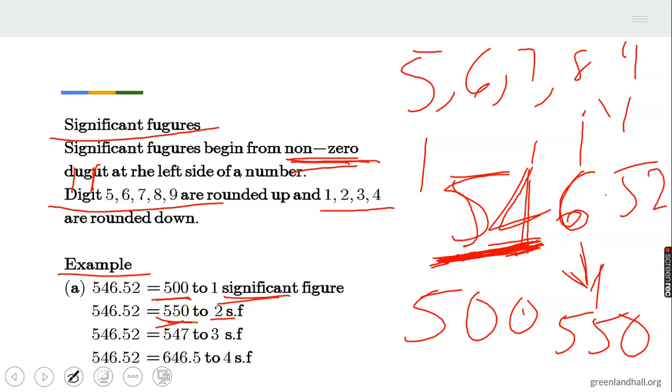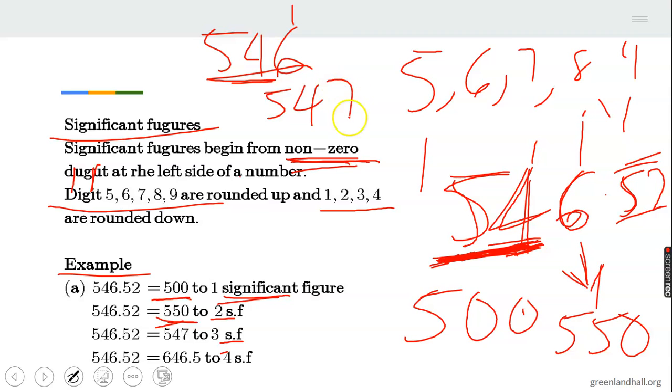Now, to three significant figures, you can see I've shortened it to SF. Now, you count the first three numbers, 5, 4, 6. But before you conclude, look at the next number. Are you to round up or round down? It's also 5. That means you round up. You turn this 5 to 1, add it to the 6. It becomes 547. Now, every other number becomes 0.